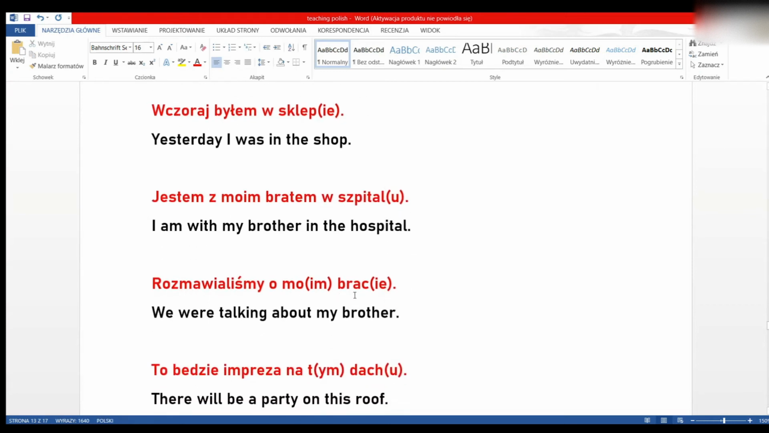Rozmawialiśmy o moim bracie. So, mój brat, this is a possessive pronoun, becomes moim. I'm going to do another video about all the possessive pronouns, so you don't have to worry about this, but in this case, mój becomes moim. And I guess it's simple because all you have to do is add im, like in the rules. Brat becomes, we remove the t and add cie, because we cannot say bratie, it's weird, so it becomes bracie.